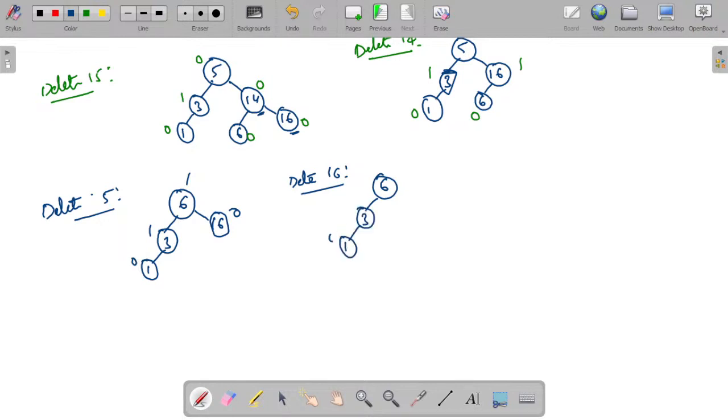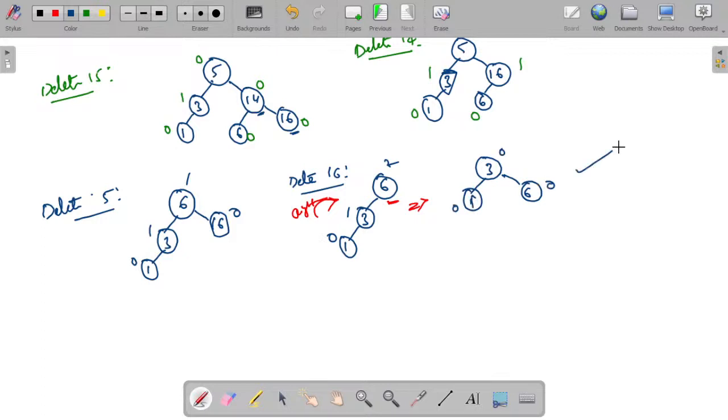So balance factors are 0, 1 and 2. Now we have a rotation operation required. Here the balance factor is affected for this particular node and we have to perform a right rotation. After right rotation the tree would change into this. So 3 becomes the root node, 6 goes right child and 1 goes left child. Now the balance factors are 0, 0, 0. This is a perfect AVL tree.